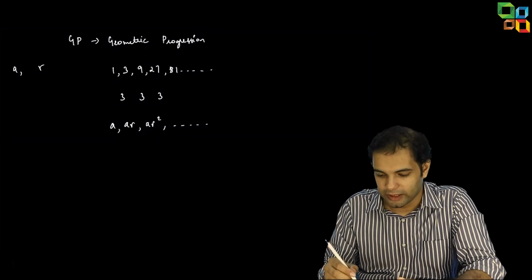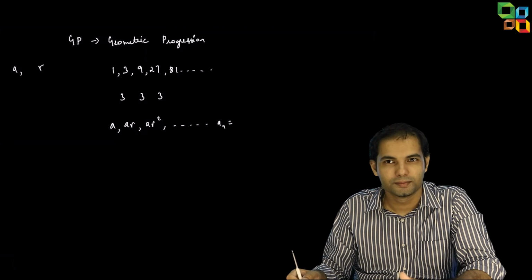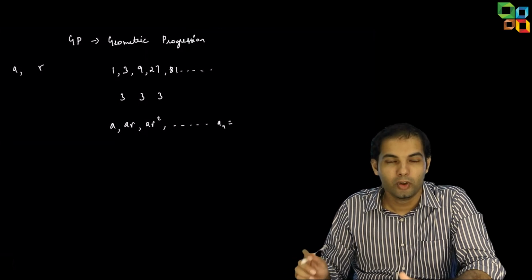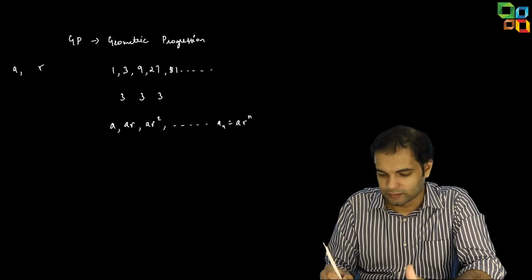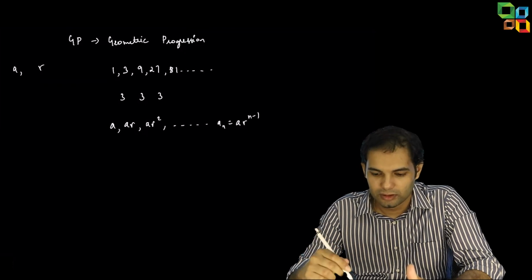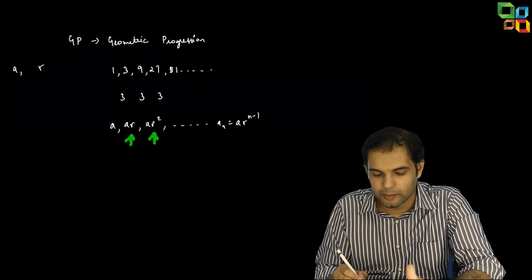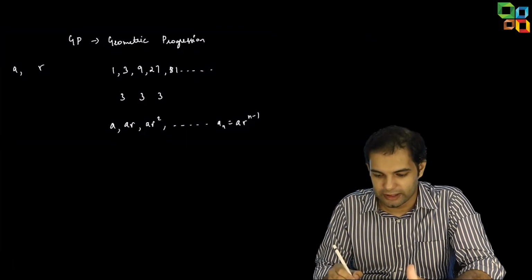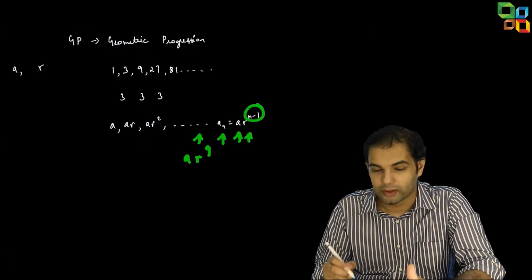For example, the nth term, An. What would An equal? A R to the power n minus 1, correct. See, what would be the 10th term? You could guess, right? The 10th term would be A into R power 9. See, the first term didn't have R. The second term had R. The third term had R square. So 1 less. So the 10th term would be A into R power 9. In general, the nth term would be A into R power n minus 1.